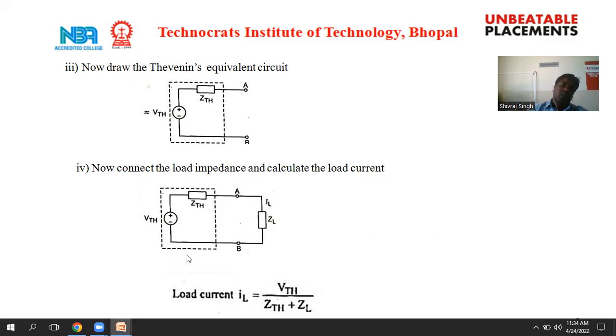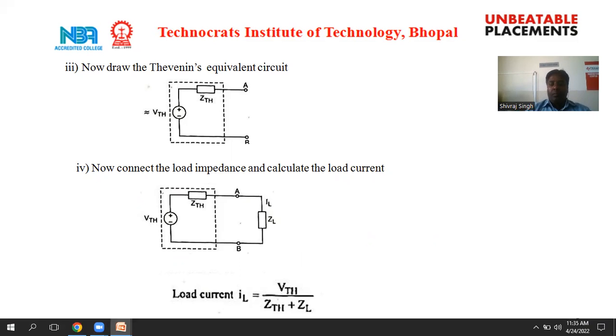Now this series combination of VTH, ZTH and ZL, we can calculate the load current. Here the load current IL is equal to VTH upon ZTH plus ZL. That is the response, or current, across the load terminal.